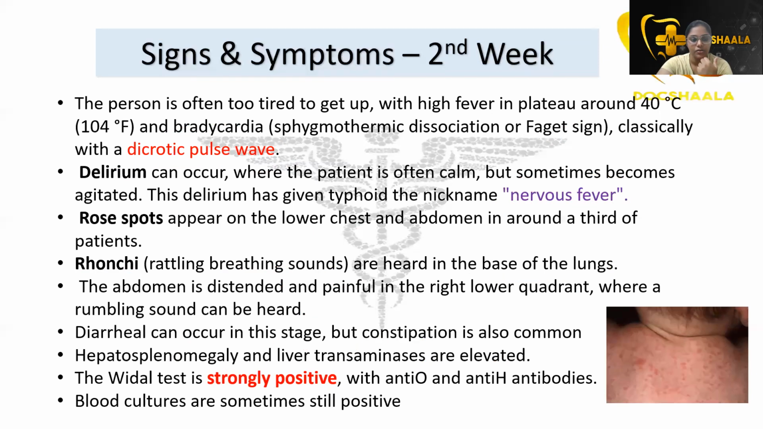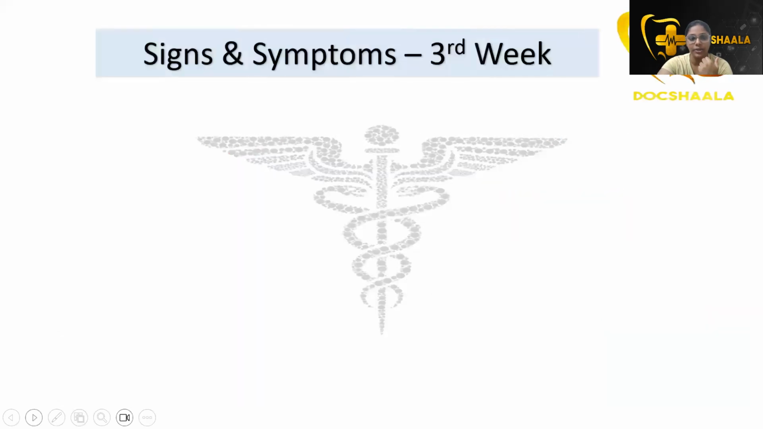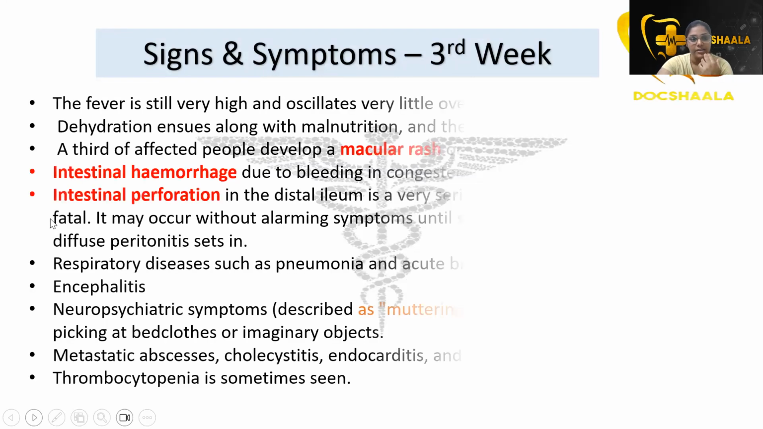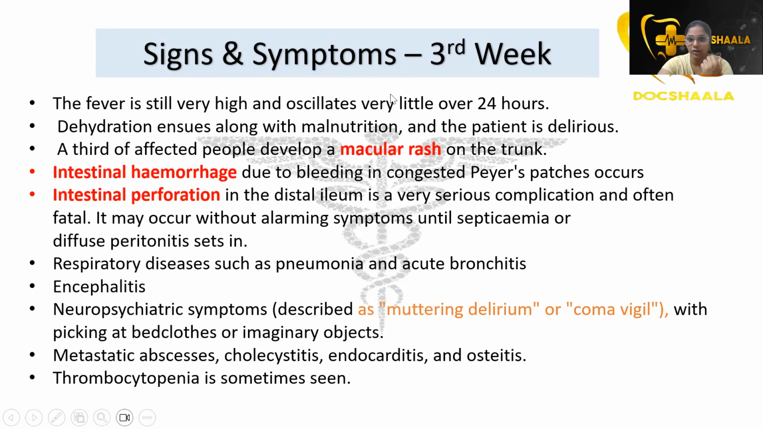Next, this was the second week. Then coming to the third week, this is the final week of typhoid. The fever is still high. It oscillates very little over 24 hours. Dehydration along with malnutrition occurs, since diarrhea is there. After that, the patient will not eat anything, so malnutrition sets in, and the patient is still delirious.